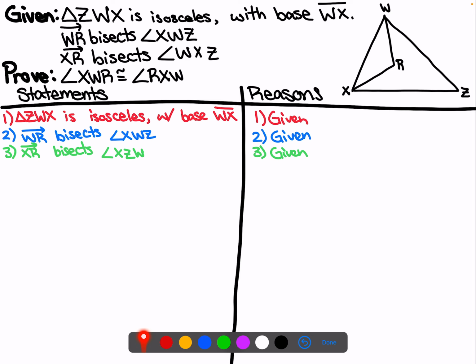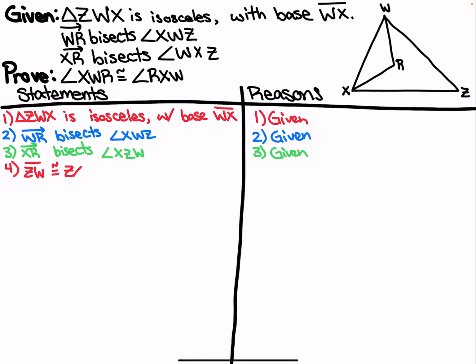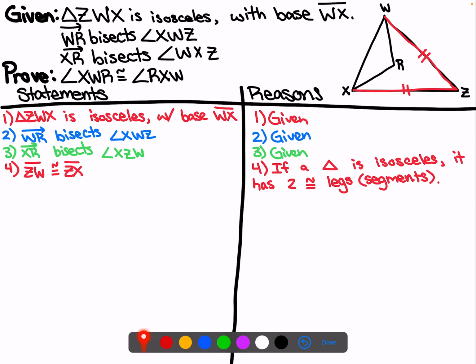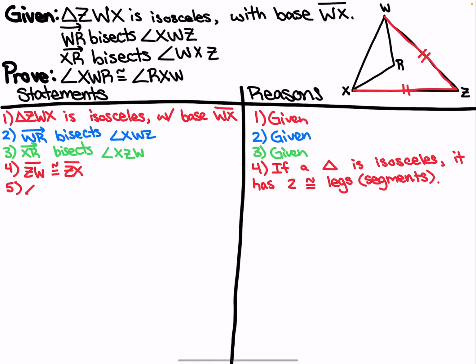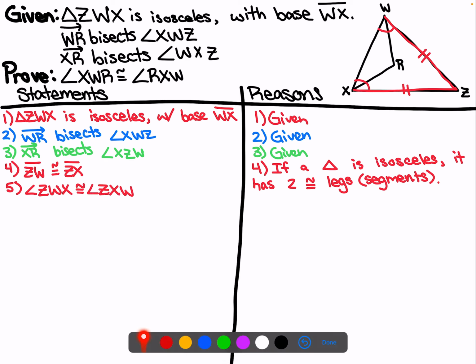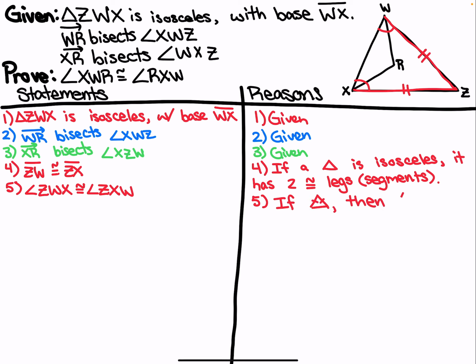Now, from here, if this is an isosceles triangle, I know that the legs are going to be congruent. So they already tell me that this is the base, WX, so I can say that ZW is congruent to XZ, because that's the definition of an isosceles triangle. If a triangle is isosceles, it has two legs, segments that are congruent. Now, if the legs are congruent, then I know base angles are congruent. So I can now say angle ZWX is congruent to angle ZXW. And again, that's because if legs are congruent, then base angles are congruent.